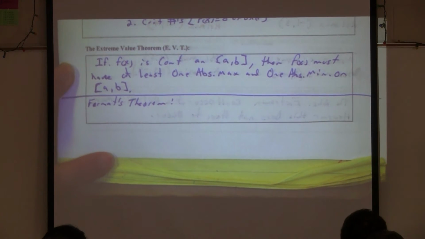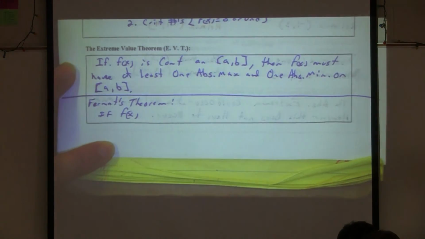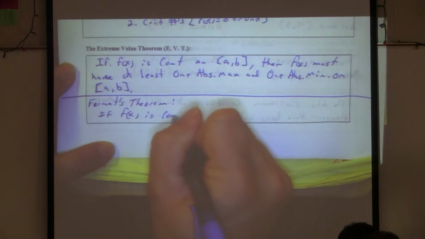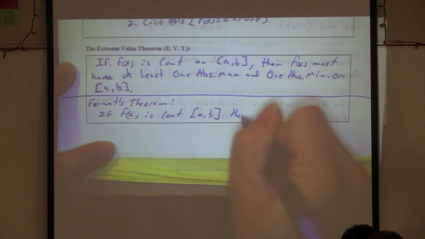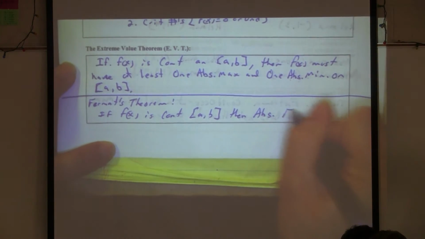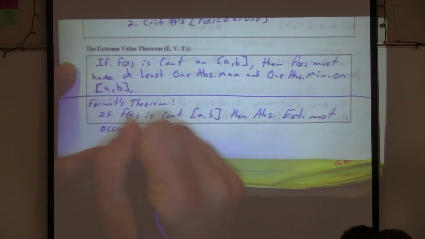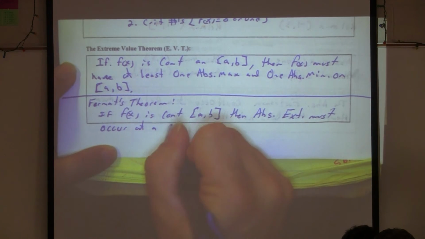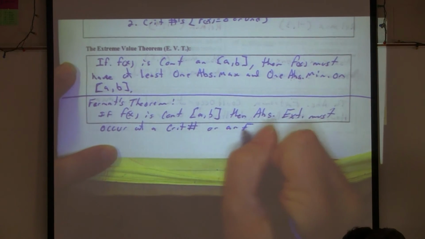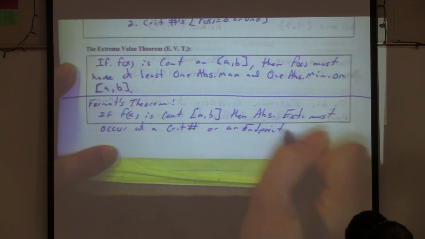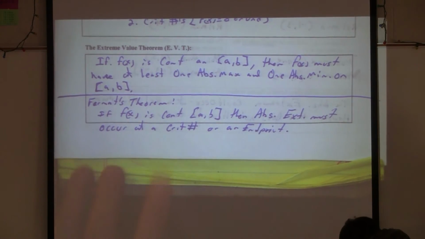So Fermat's theorem, what it says, kind of reinstates what we said up here: if f of x is continuous on the closed interval [a, b], then absolute extrema must occur at a critical number or an endpoint. Okay? It kind of reiterates what's up here, but it's an actual theorem.